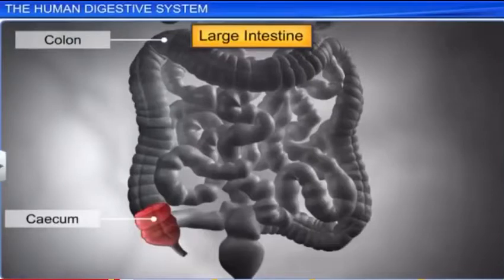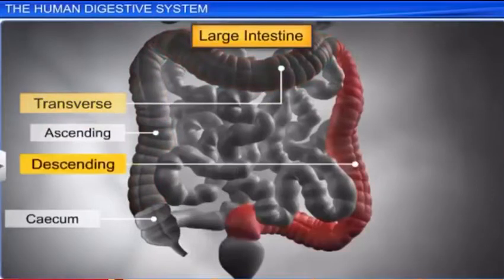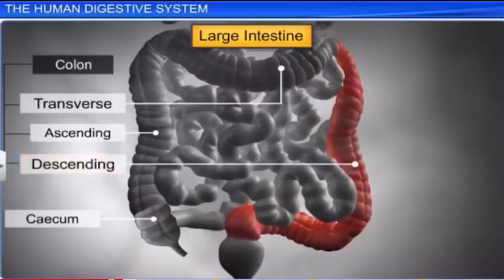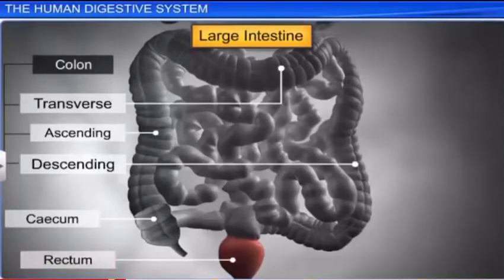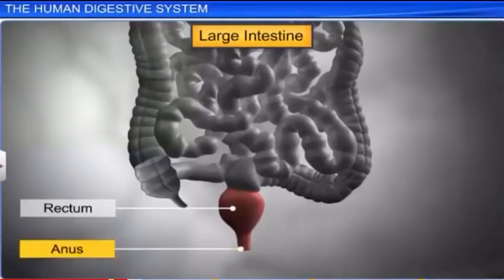The cecum opens into the colon, which is divided into an ascending, a transverse, and a descending colon. The descending part of the colon leads to the rectum, a bag-like structure which stores undigested food as fecal matter till it can be passed out. The rectum leads to the last member of the alimentary canal, the anus, which digests the undigested food remains.